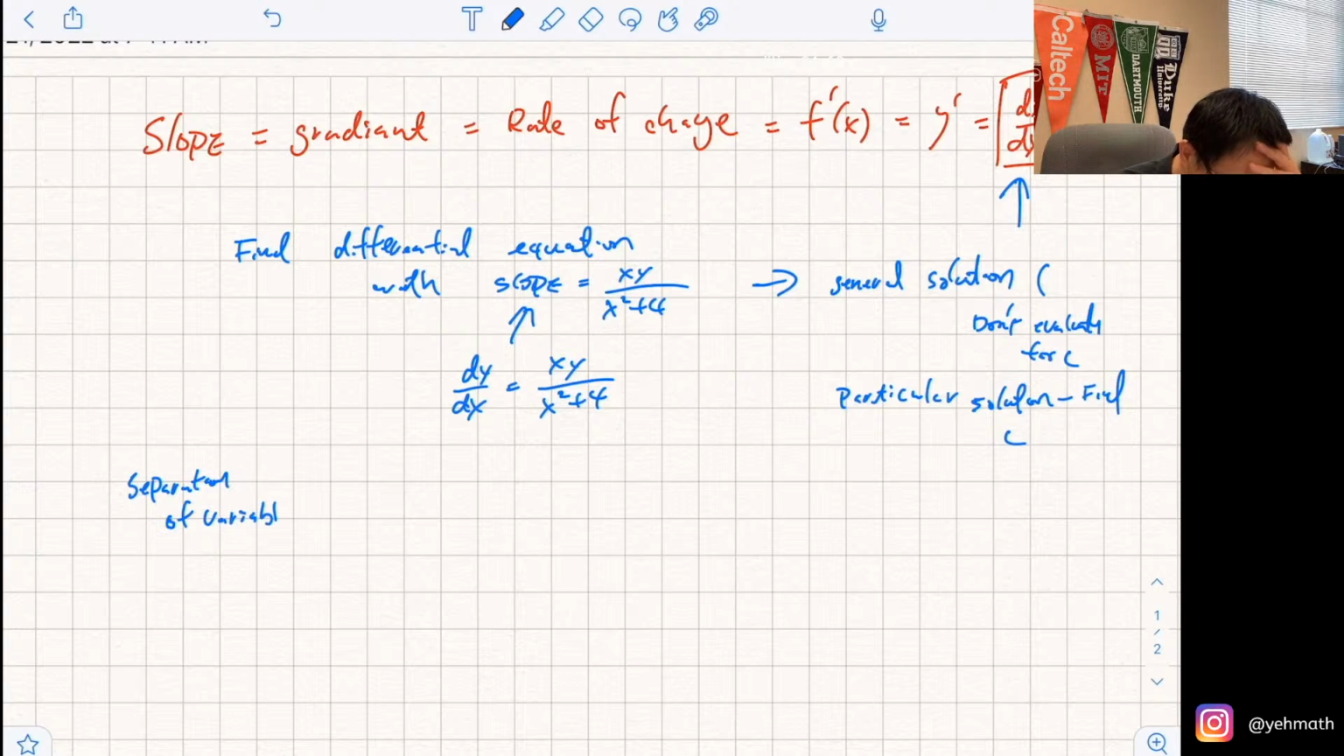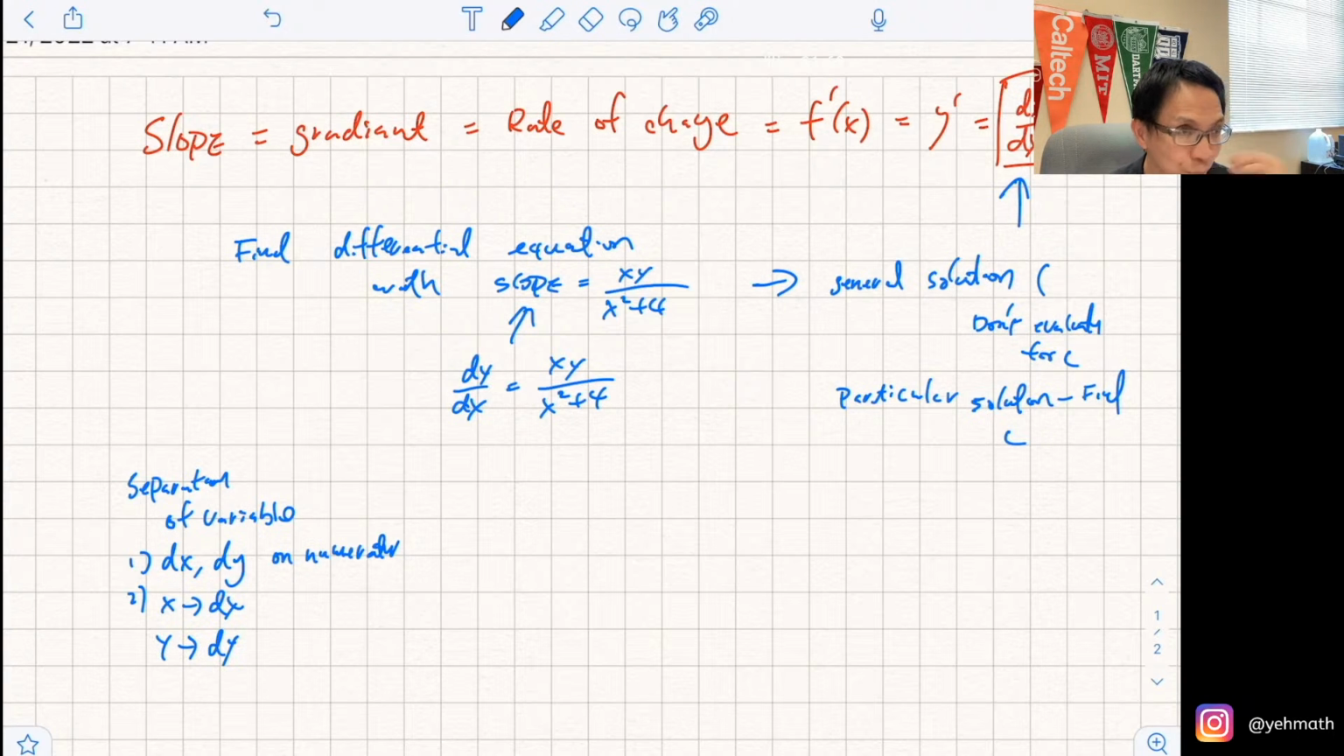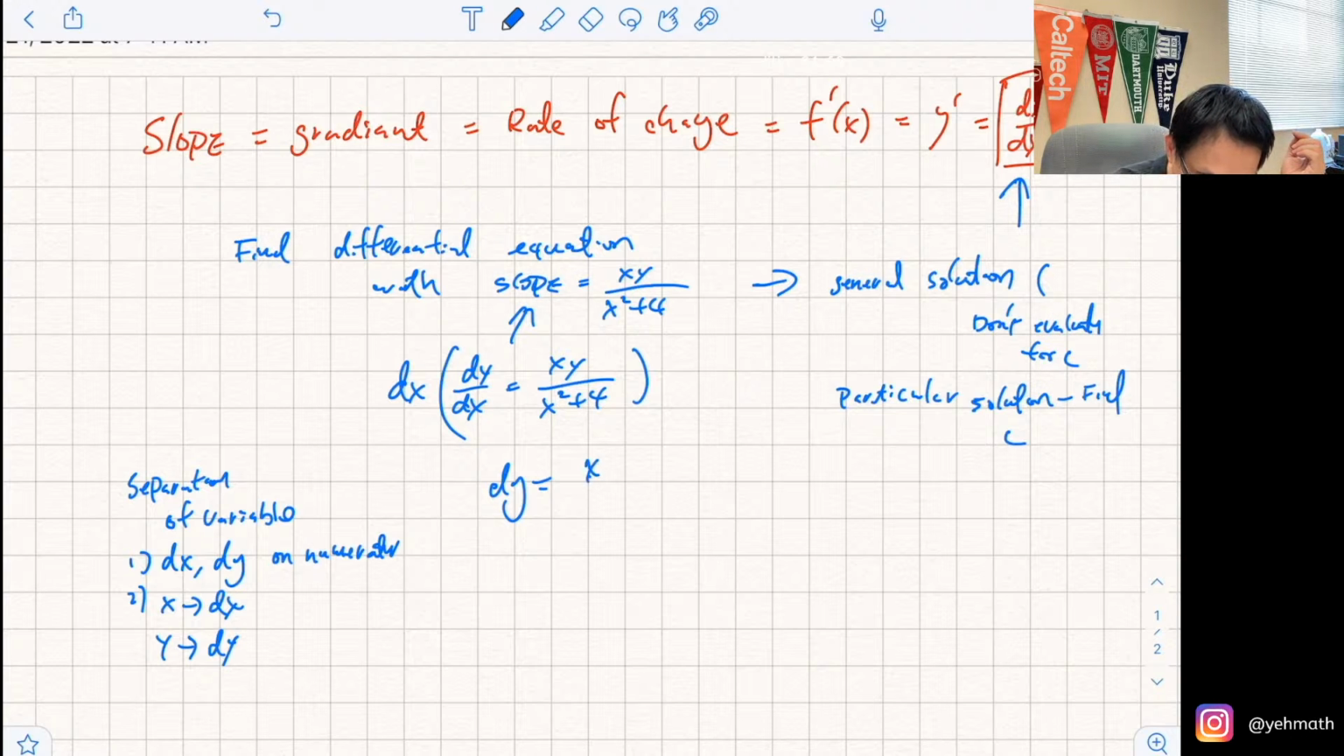Y on one side, x on the other side. But you have to make sure two conditions are met. The dx and dy need to be on the numerator, and the x goes with dx, y goes with dy. Does that make sense? So that's two easy conditions. So I'm just going to multiply both sides by dx. Why? Because that way dx can be on the numerator, right? So that's going to be dy equal to xy over x squared plus 4 dx.